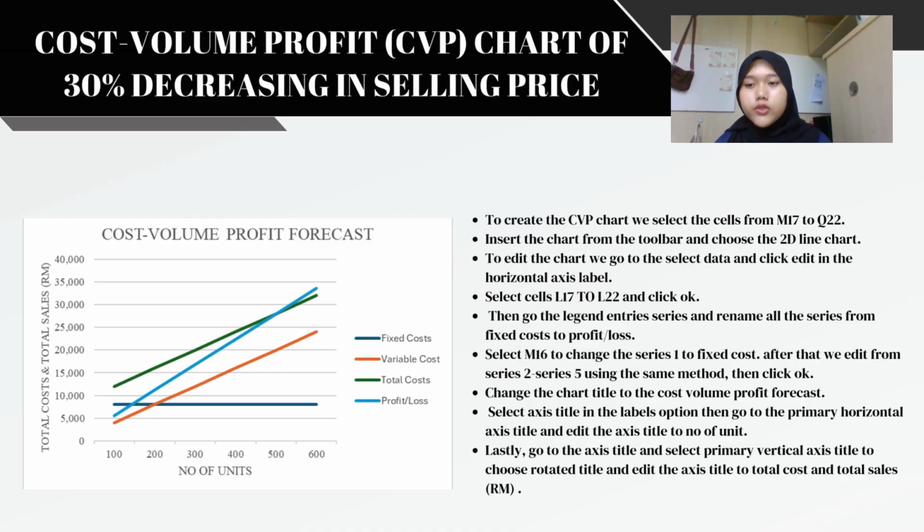Then go to the legend entry series and rename all the series from fixed cost to profit or loss. Select M16 to change series 1 to fixed cost. After that, we edit series 2 to series 5 using the same method. Then click OK. After that, we format the chart to make it more understandable.